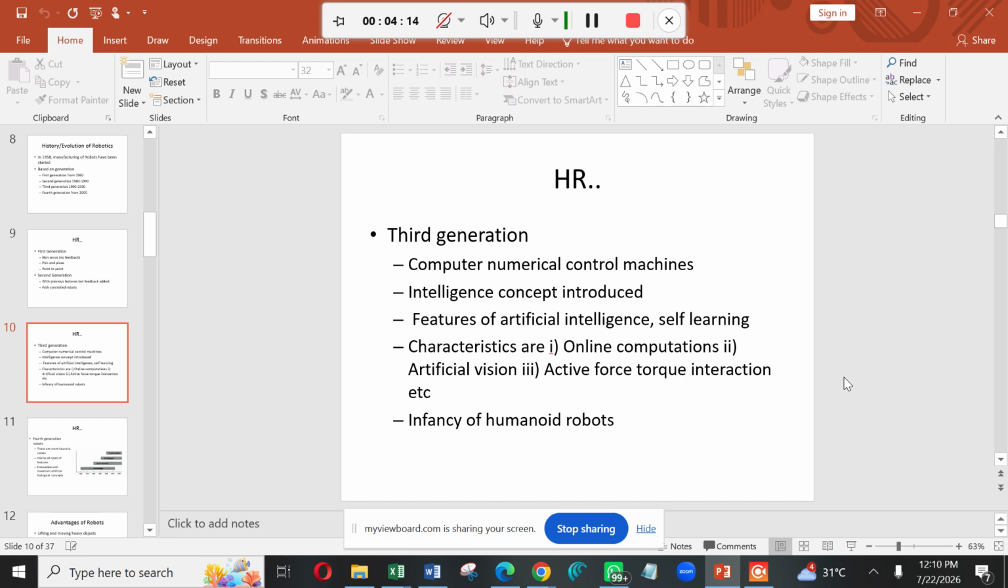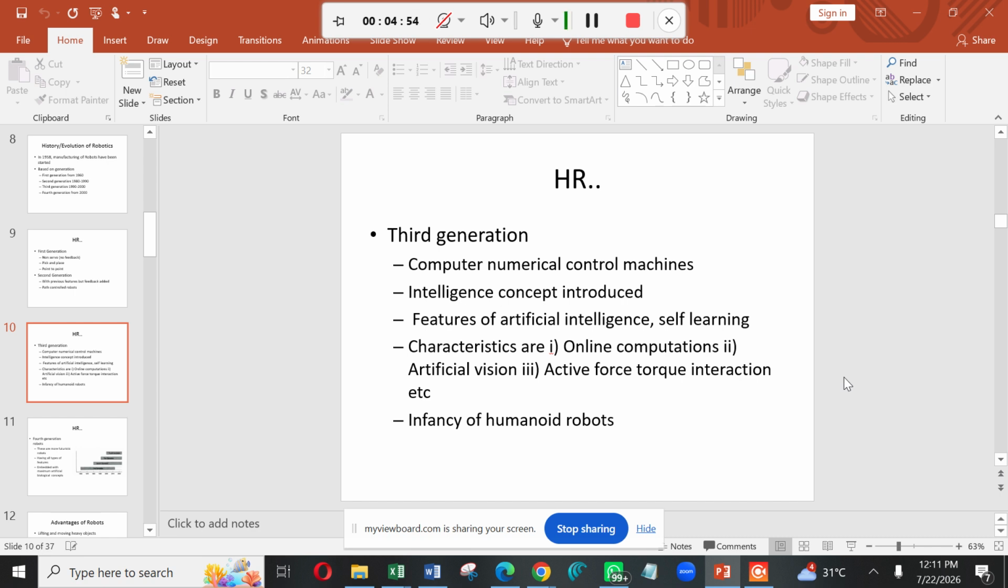Then there is the third generation. What is in the third generation? Computer numerical control machine. That is called a CNC machine. We can find a CNC machine in our university also. Where is it? Do you know? In the mechanical department. You ask them where the CNC machine is, they will show you. In fact, the CNC machine is also basically a robotic machine. Intelligent concept introduced.